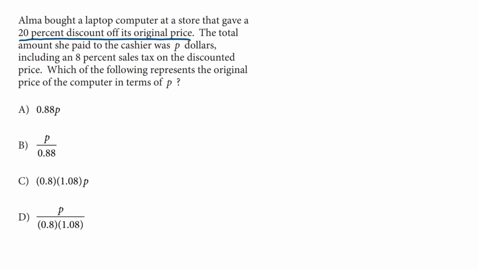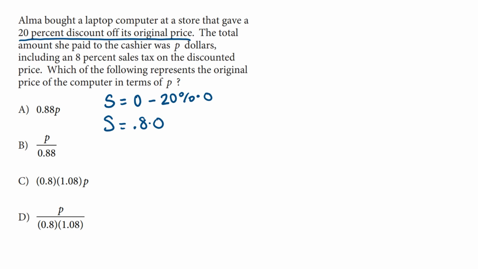So we can represent that by saying our new price, so our sale price, is equal to our original price minus 20% of the original price, or our sale price is equal to 80% of the original price, right? Because if we're taking 20% off, we're only paying 80% of that value, which is 0.8.